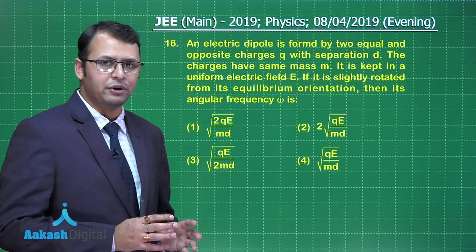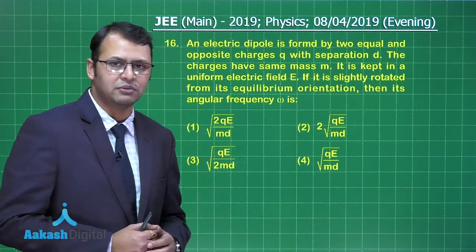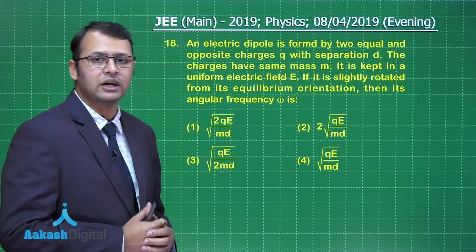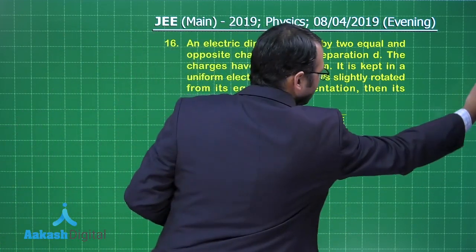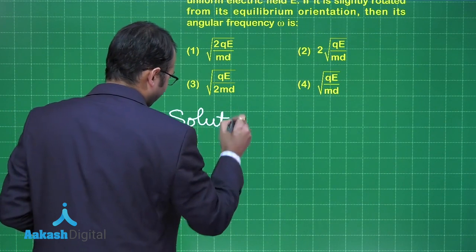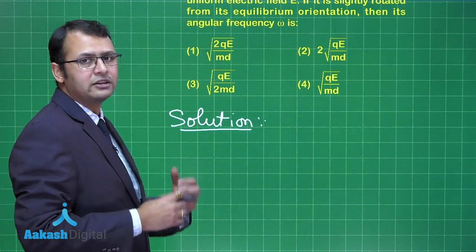Now, it was in equilibrium when it was slightly rotated from its equilibrium orientation by some small angle, and then its angular frequency omega is. We need to find omega here. Now, in this case, you must understand that in the case of equilibrium, it is at rest, that is torque acting is 0.